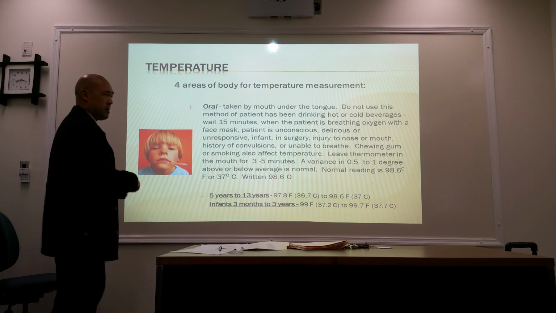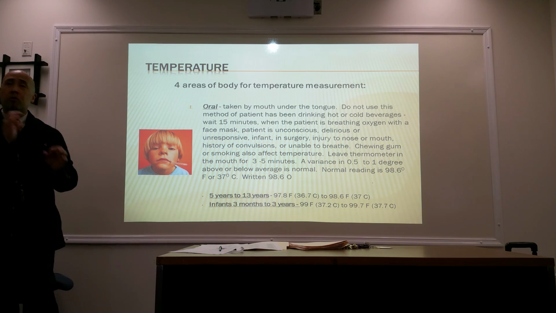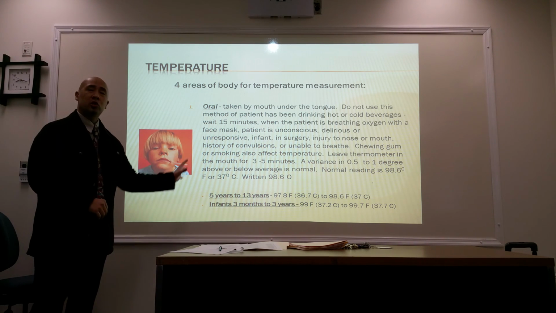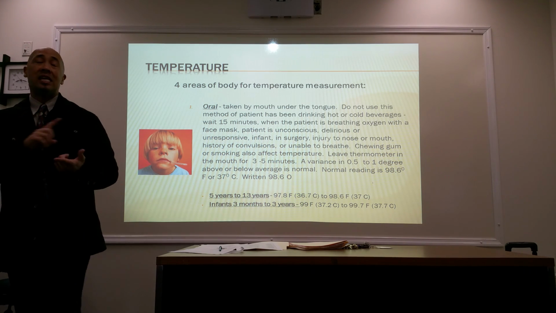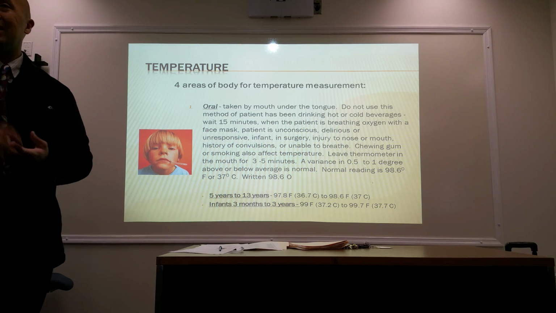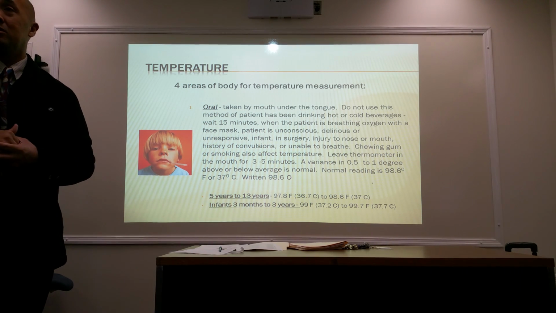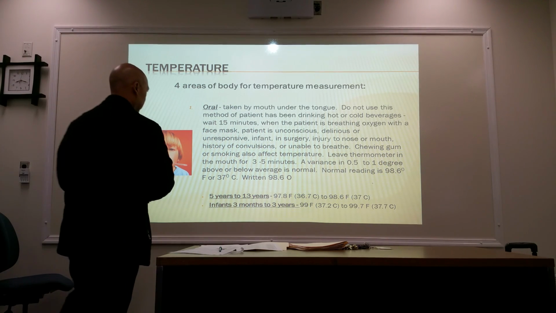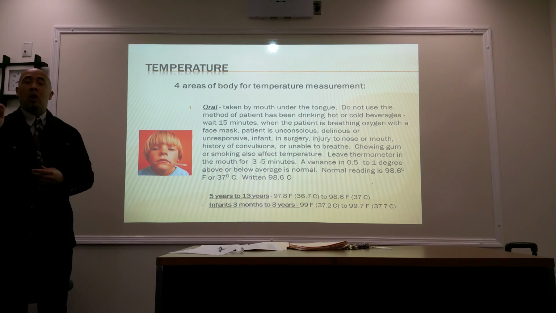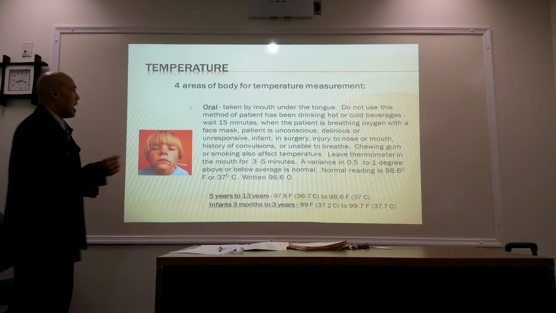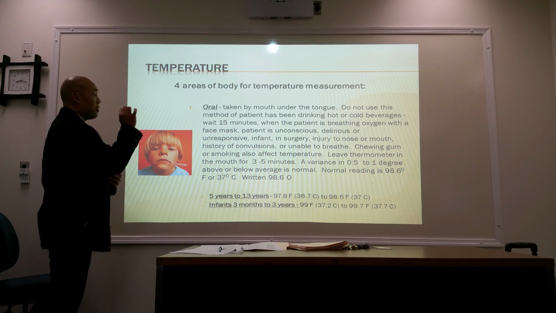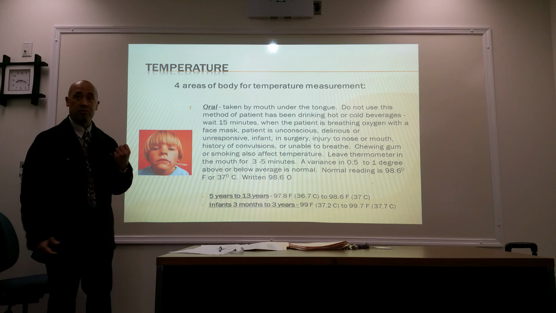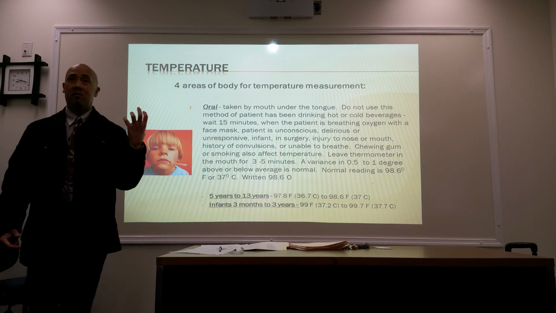When taken orally, the probe is placed underneath the tongue. Make sure that the patient hasn't eaten or drunk anything that is hot or cold, because it can skew the numbers. If they did take anything that is hot or cold, you want to wait approximately 15 minutes. You don't want to use a thermometer by mouth if the patient is using a mask to breathe, because that's going to interfere.